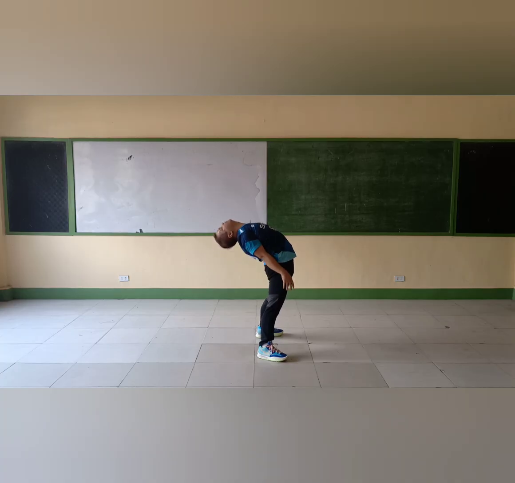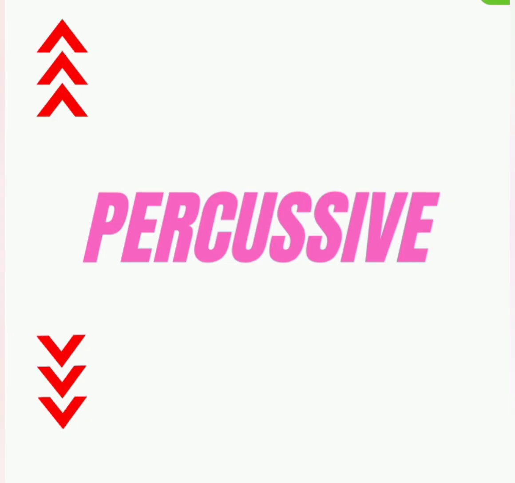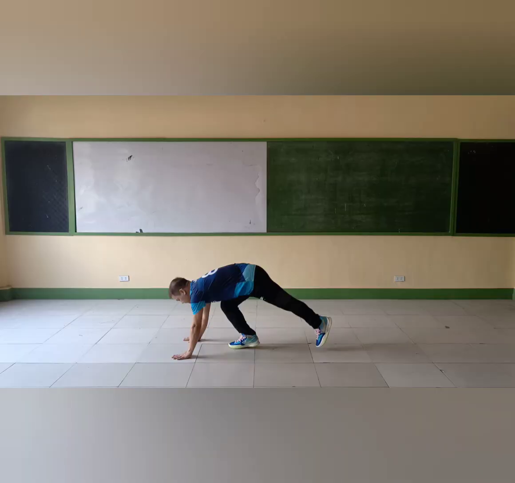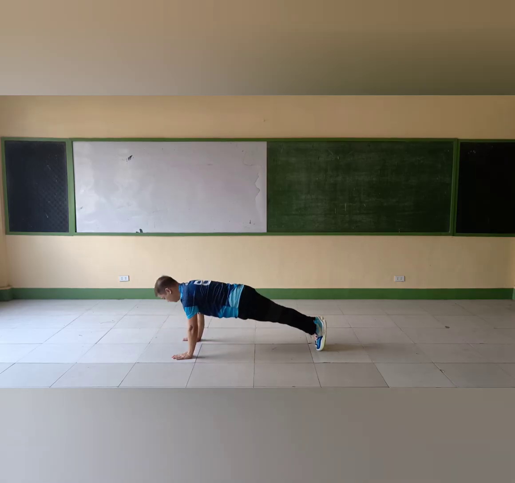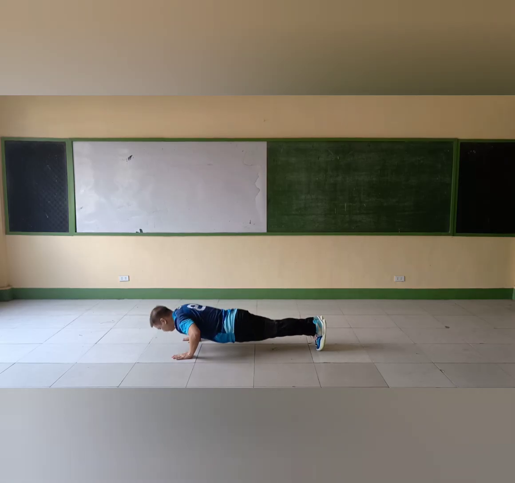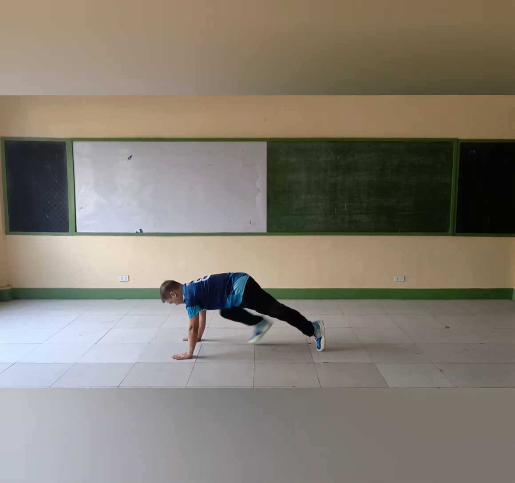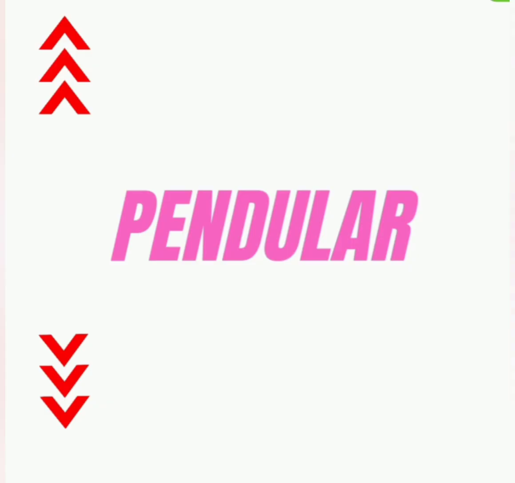Percussive is also known as striking and hitting or even pushing and pulling. For pendular, it is the swinging or swaying of arms forward, backward, or even sideward.